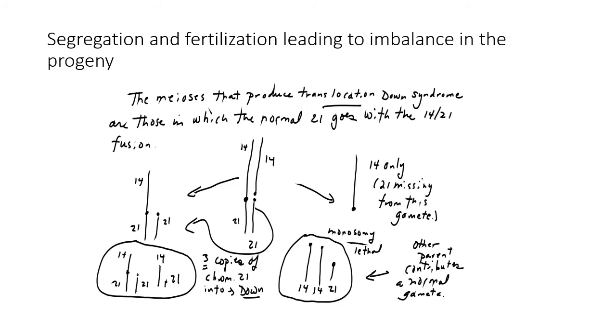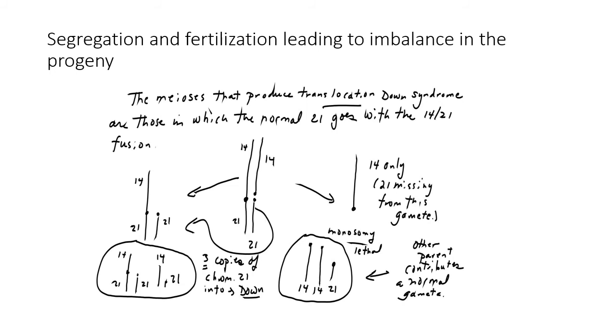The other product of that meiosis will have a chromosome 14 only, no 21 at all, and that's going to be a lethal situation. So to get the possible genotypes of the progeny, we'll have to consider that the other parent will contribute a normal gamete, and that will contain one normal 21 and one normal 14. So that's represented in the lower part of the slide.